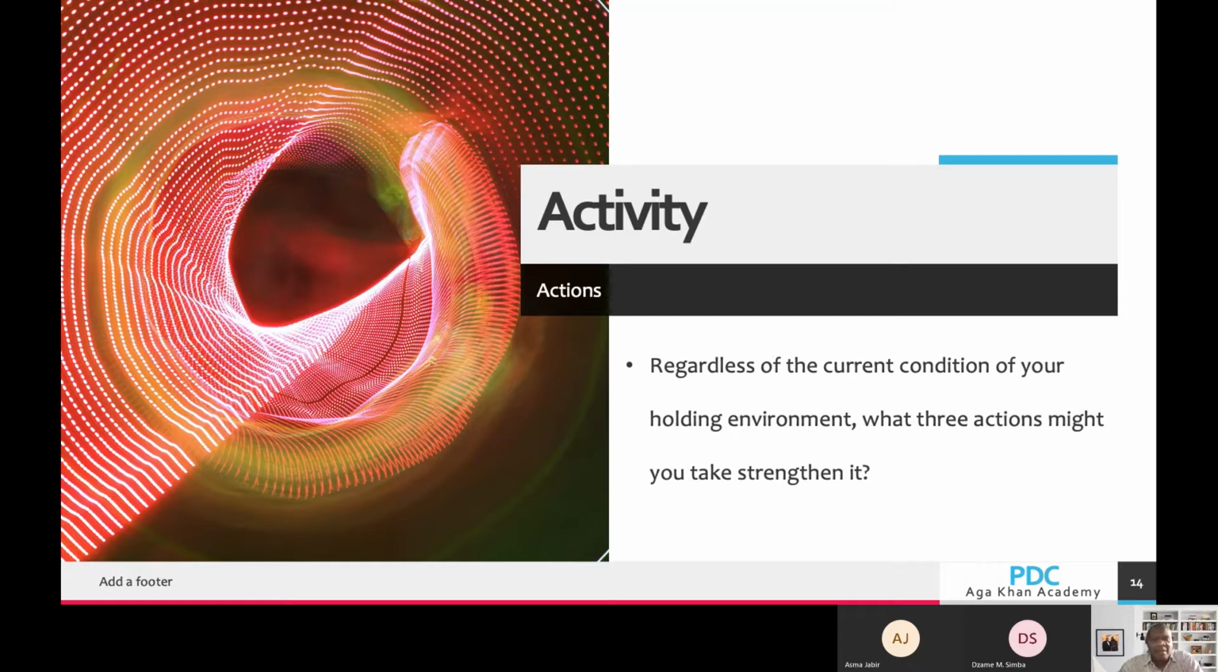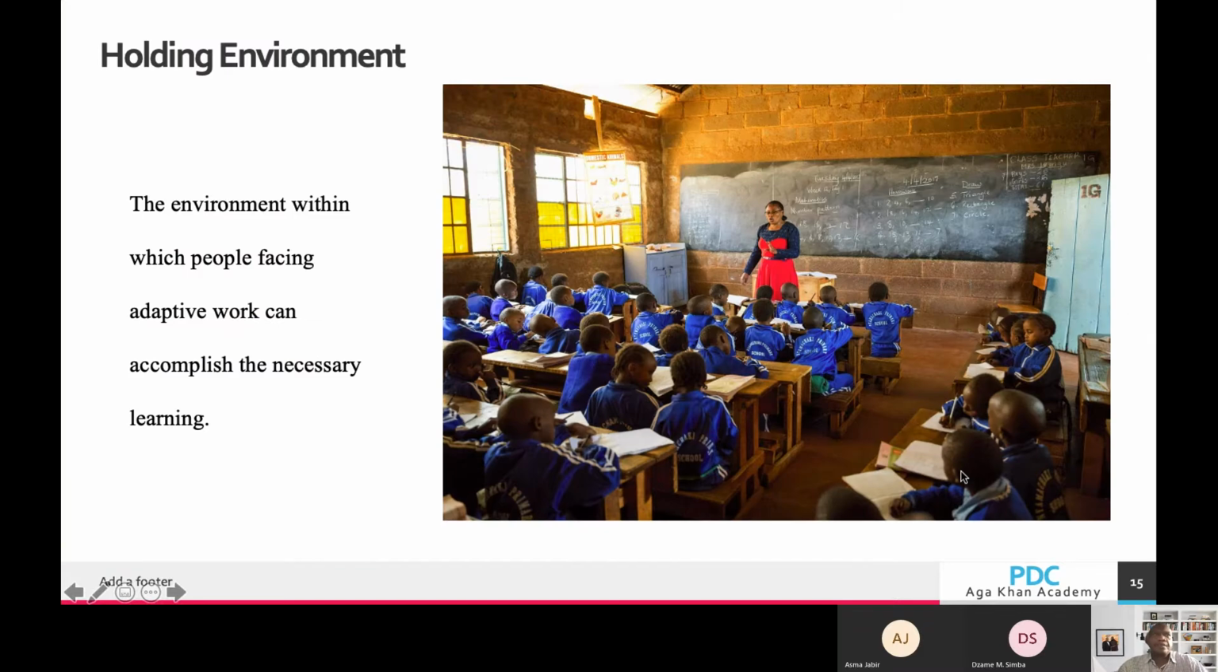As we are moving on, we are looking at module 2, and the session is recorded, and it will also be given to everybody to listen to our discussion. So as we are moving on, you find that the holding environment is an environment in which people are facing adaptive work, but they can accomplish it. And Madam Zame, you have clearly talked about it, whereby there is a clear plan, there is a clear definition of what we are going to do, there is a clarity of what it takes.